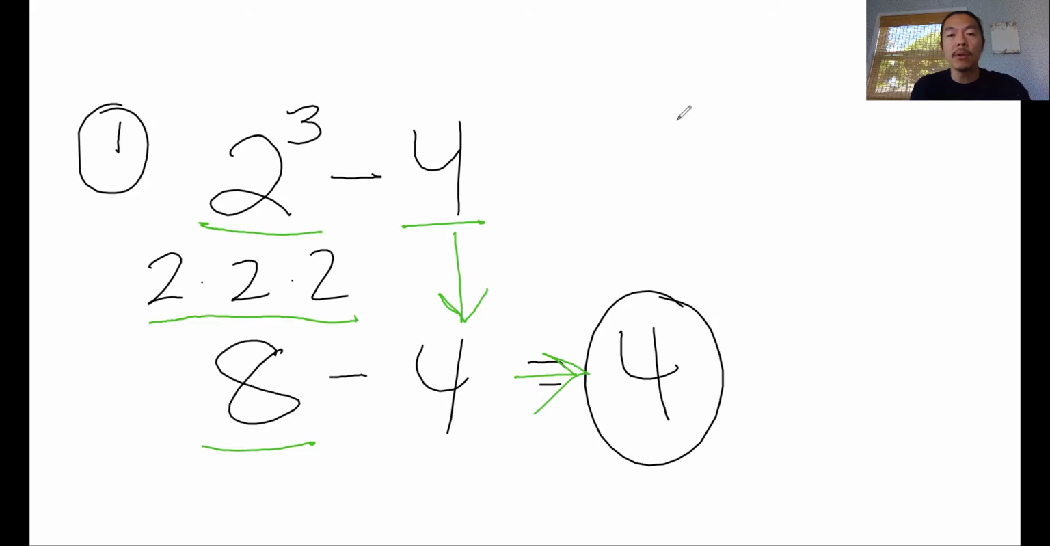There's a lot of writing on here. If you can do it in your head, that's fine. 2 times 2 times 2, you know that's 8. 8 minus 4 is 4. Okay, you can do it on paper. You can work it out. You can also do it in your mind.